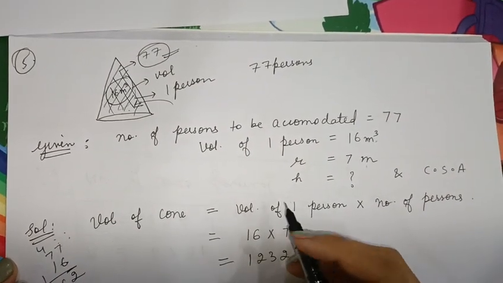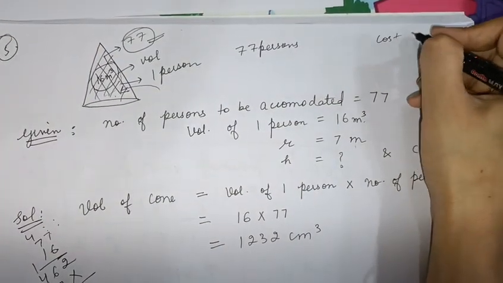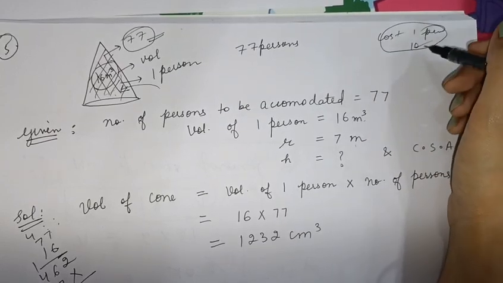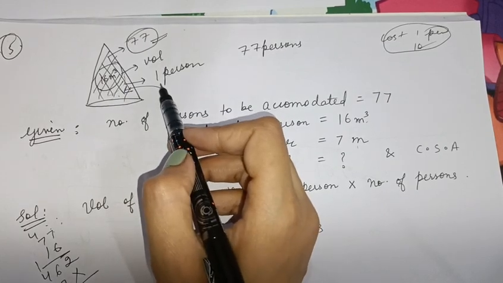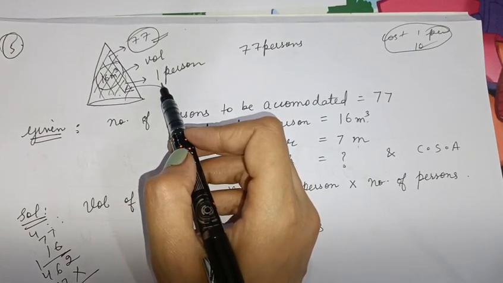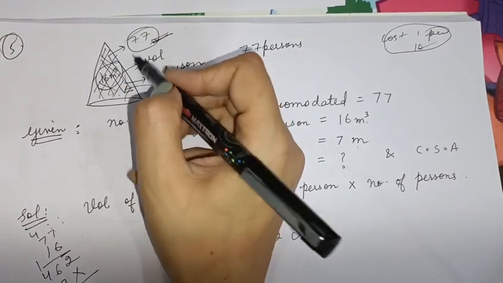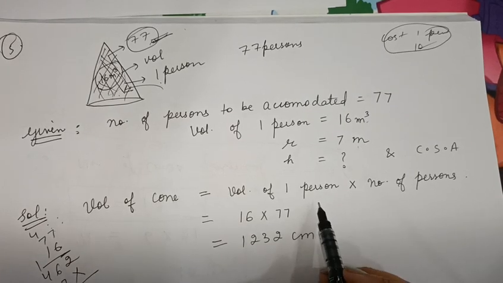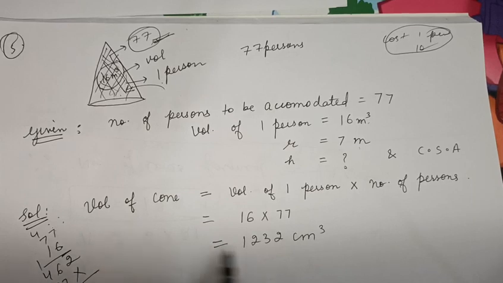meter cube. See, this was like cost of 1 pen is given to us. You have to find the cost of 10 pens. So total you will get. So same concept you have to apply. Volume of 1 person was given to us. How much air is required by 1 person? So that much air is there, no? That is why 77 persons will go inside. So that's why volume of cone we found like this. One person's volume, we just multiplied it with 77 and we got the volume of cone.